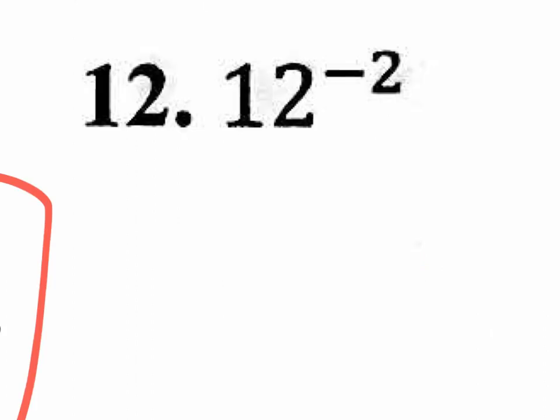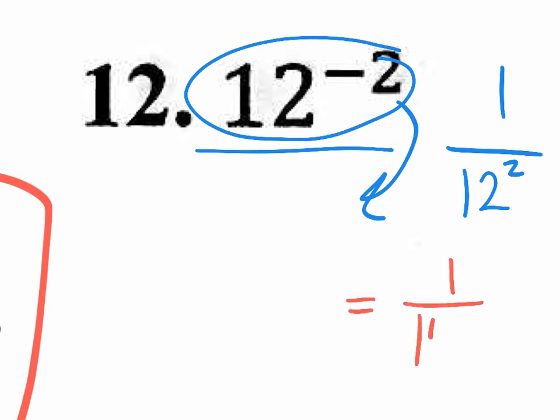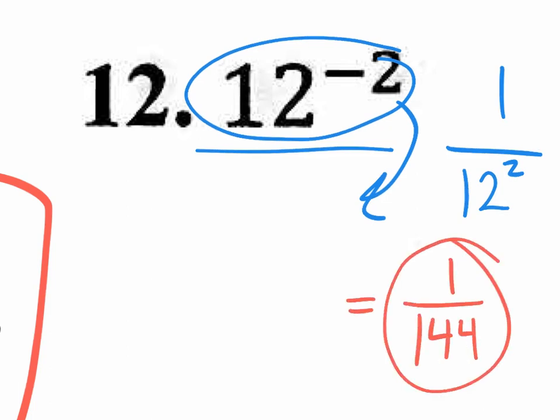Number 12. What's your answer going to be? 1 over 144, that's right. Anything with the negative exponent must be grabbed and moved to the other side. So there's nothing left up on top, and there's a 12 squared on the bottom. Remember, when you move it, the exponent becomes positive. So your final answer is 1 on top, and 12 squared. 12 times 12 is 144. 1 over 144 is your answer.